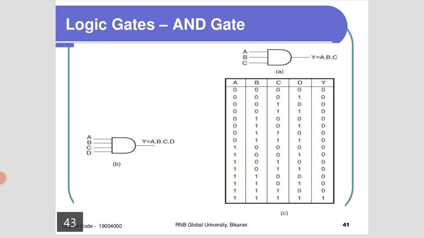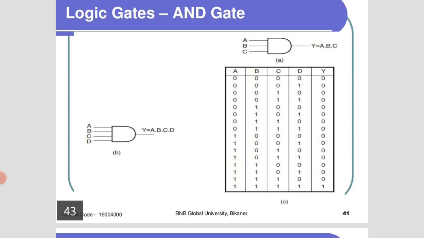0 0 0 0 output is 0, 0 0 0 1 output is 0, 0 0 1 0 output is 0, 0 0 1 1 output is 0, 0 1 0 0 output is 0, 0 1 0 1 output is 0, 0 1 1 0 output is 0, 0 1 1 1 output is 0, 1 0 0 0 output is 0, 1 0 0 1 output is 0, 1 0 1 0 output is 0, 1 0 1 1 output is 0, 1 1 0 0 output is 0, 1 1 0 1 output is 0, 1 1 1 0 output is 0 and 1 1 1 1 output is 1.